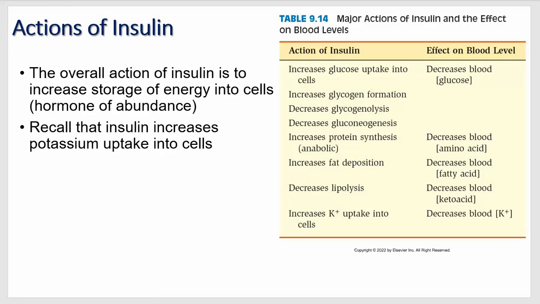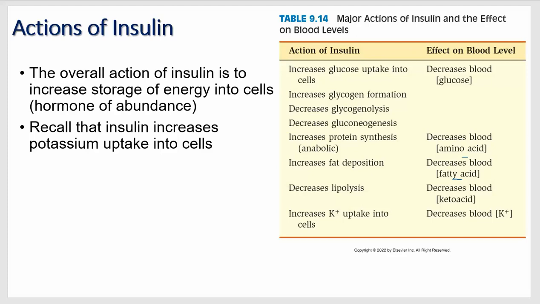All right, so the actions of insulin. The thing to remember is that the overall action of insulin is to increase storage of energy into cells. It is a hormone of abundance. We have lots of stuff. We have sugar coming in everywhere, through the intestines, through the walls of the body, so we have a lot of glucose, and we have to store that. But let's not forget that it is other stuff too: amino acids, fatty acids.